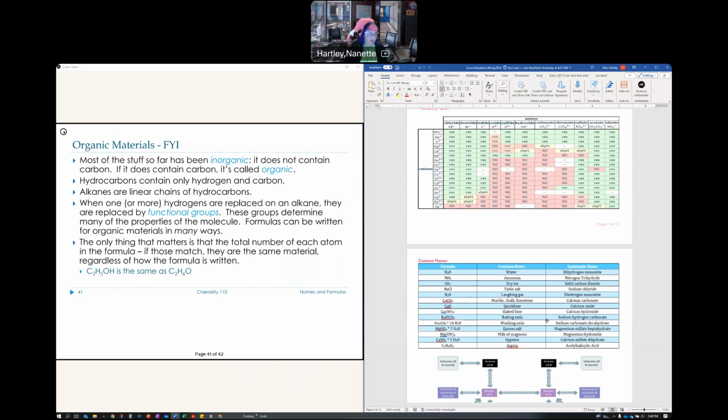Now, I'm just going to introduce organic materials. In the event that you are required or decide to take organic chemistry, organic refers to anything that contains carbon. Most stuff that we have talked about so far does not contain carbon, and so it's called inorganic because it doesn't contain carbon. Anything that contains carbon is organic.